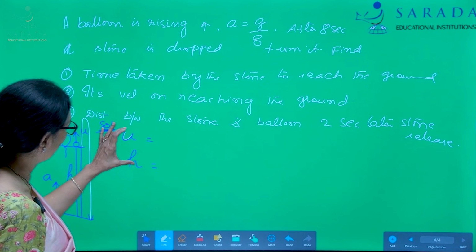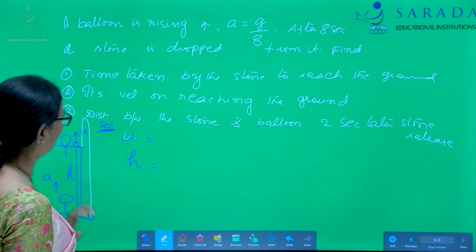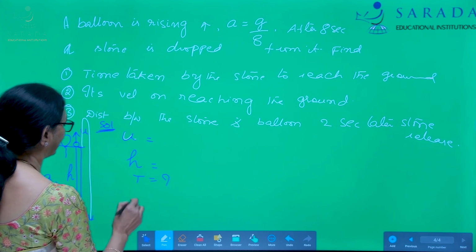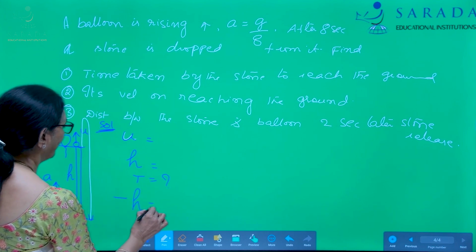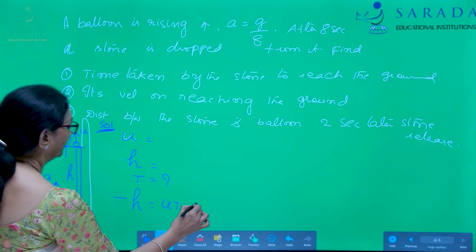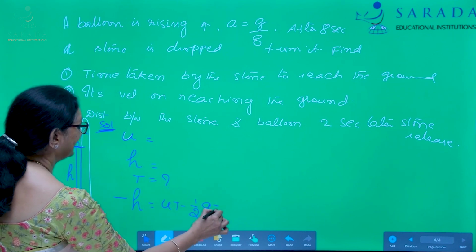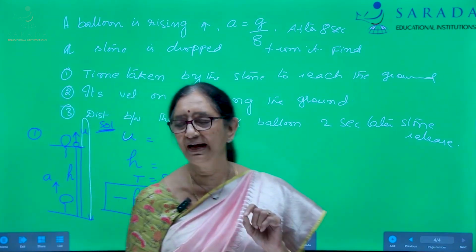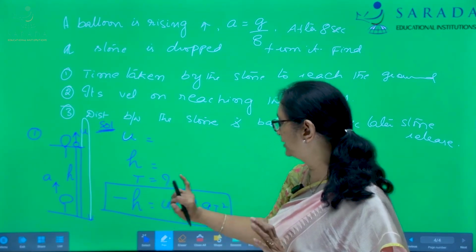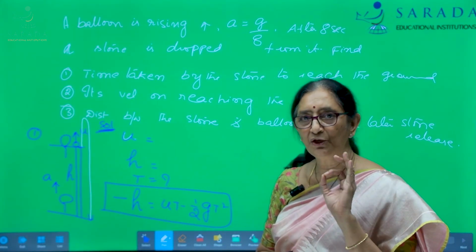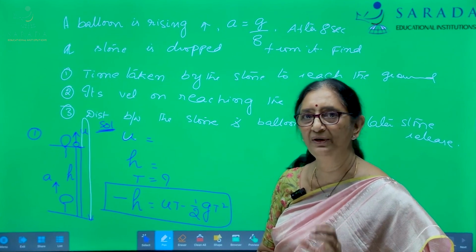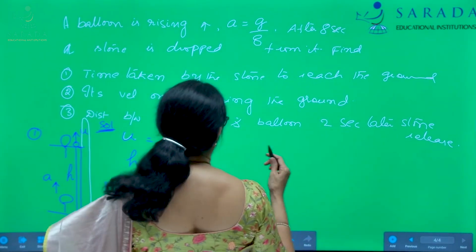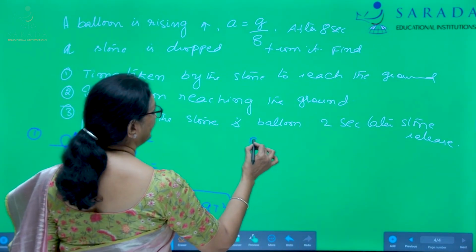So, if you know u and h, then you can find out the time taken by it to reach the ground using the relation minus h is equal to ut minus half gt square. So, here the challenge is to find capital T, you must know h, you must know u. So, u is the velocity of the balloon at the instant the stone is released from the balloon. So, here let us consider the balloon.